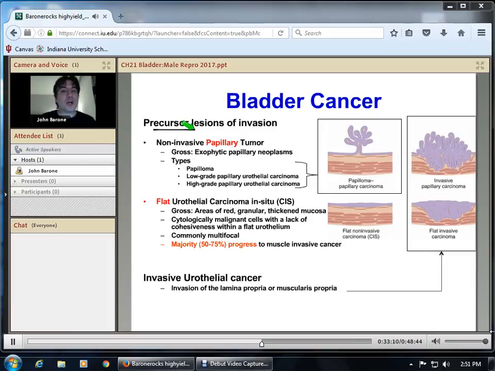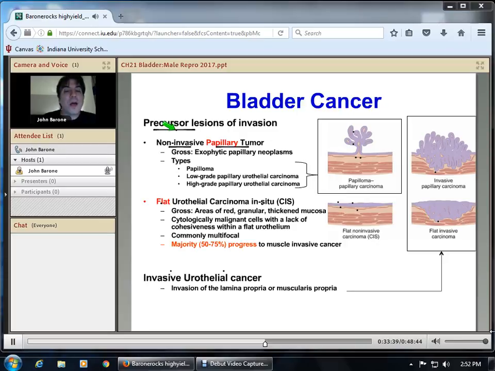All right, now let's talk about precursors to invasion. So before we get invasive disease, we have non-invasive disease. We've got 2 things. We've got non-invasive papillary tumors, see the papillae, not invading anything. It's just growing upwards. And then we have flat urothelial carcinoma in situ. See, it's flat, hasn't invaded anything. It's just flat carcinoma in situ. Eventually it becomes invasive.